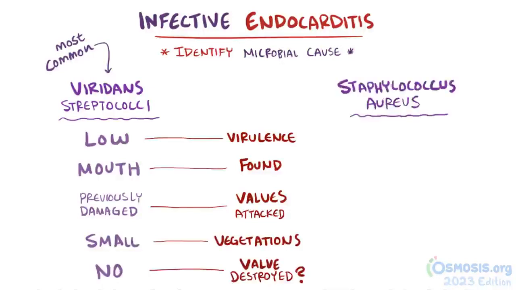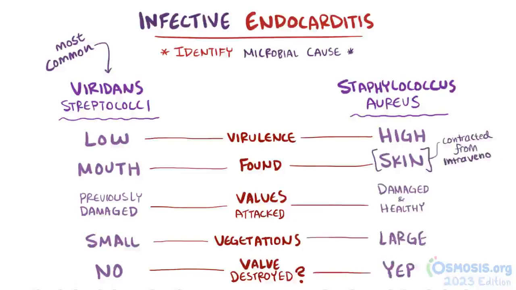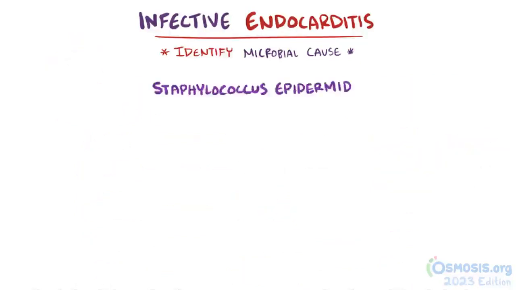Staphylococcus aureus, on the other hand, is a highly virulent bacteria that can be found in the skin, and this guy can infect both damaged and healthy valves, often the tricuspid valve. Staph aureus causes large vegetations that can destroy the valve, and is the bacteria most commonly contracted from intravenous drug use. Next, we have Staphylococcus epidermidis, which is a bacteria that loves foreign prosthetic material, like prosthetic heart valves.